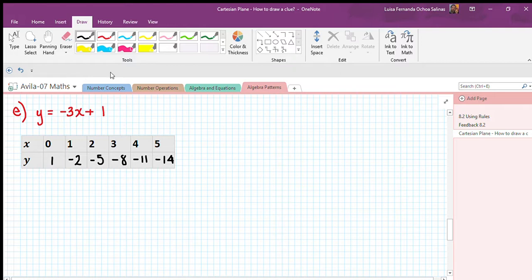Okay, so here we have our pattern. Again, we can see that this 3 is exactly the difference that is happening between these numbers here.